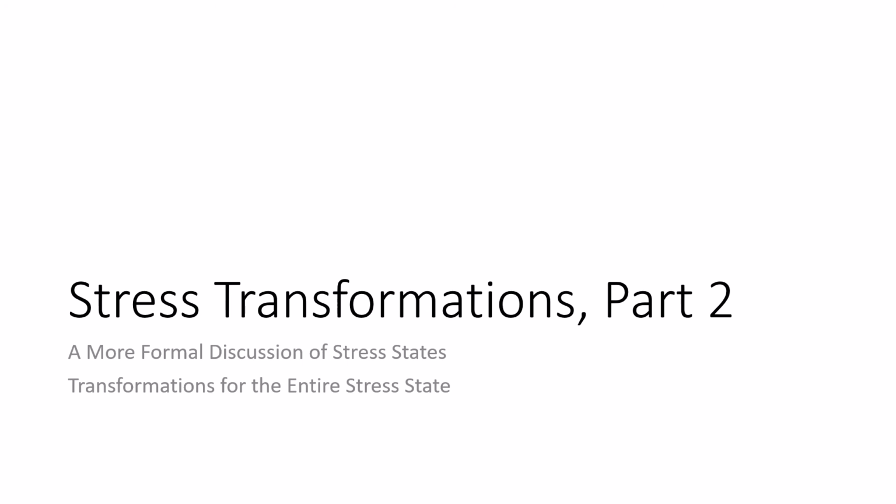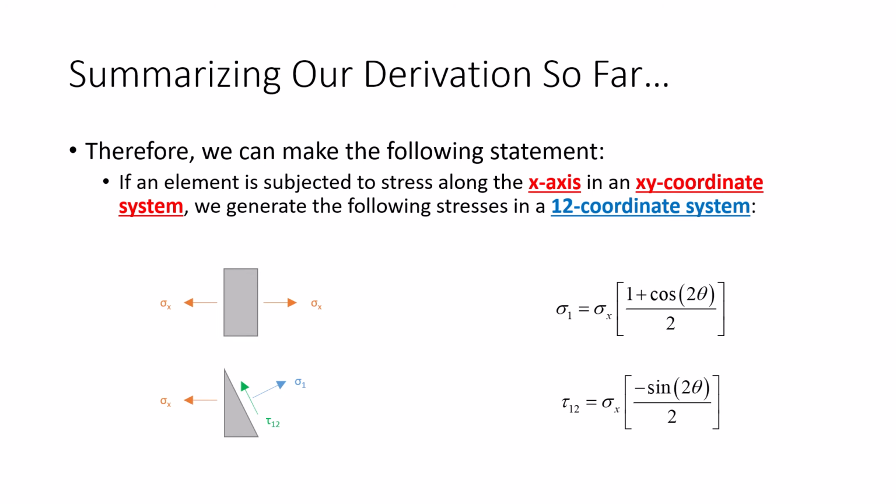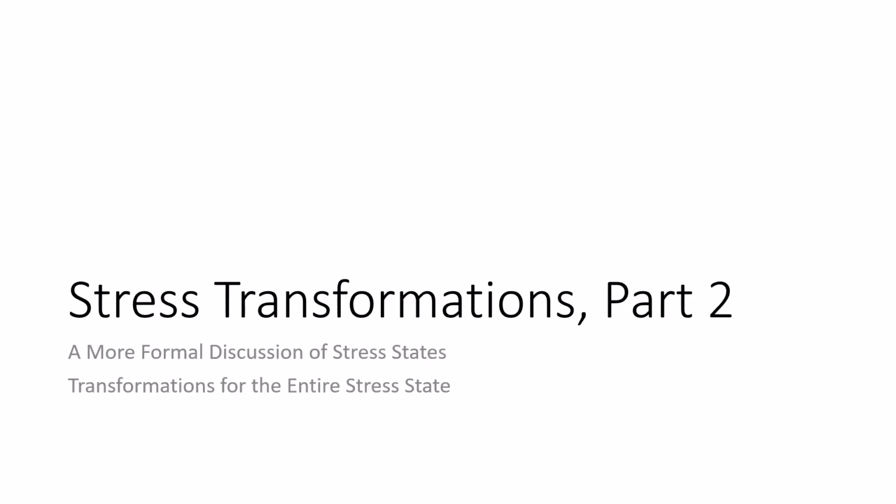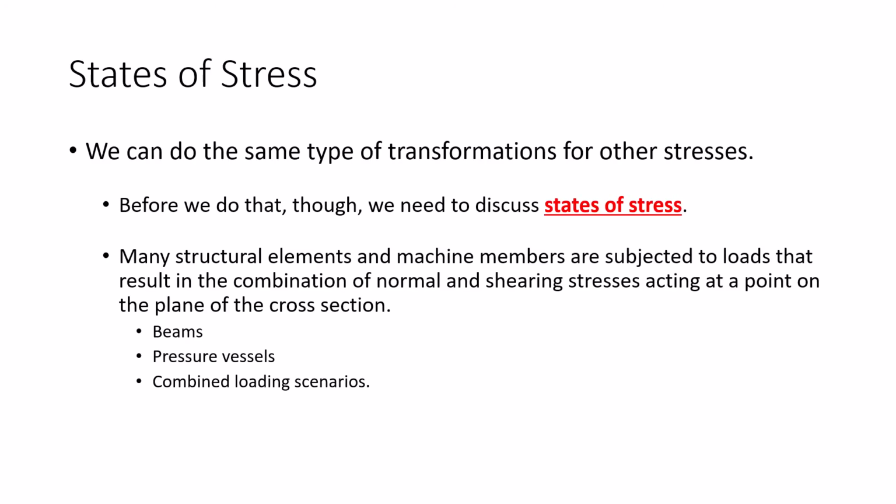So now I want to take this and generalize it. Instead of one stress at a time, I want to extend it to a bunch of other stresses. So I want to more formally discuss these stress states, and I want to look at not just transforming a single stress, but all the stresses. Okay? So we can do the same types of transformation for sigma x as we do for sigma y, tau xy, we can even extend it into 3D, but we need to discuss states of stress.